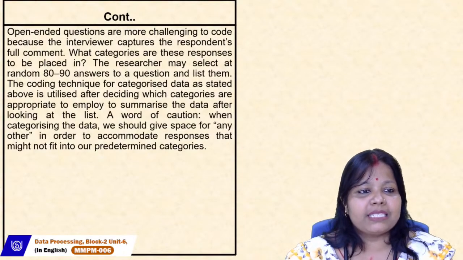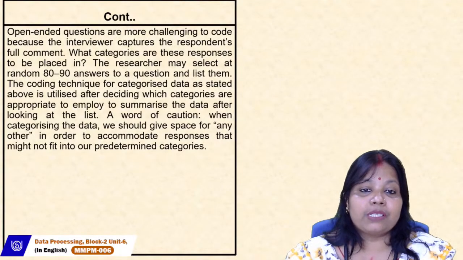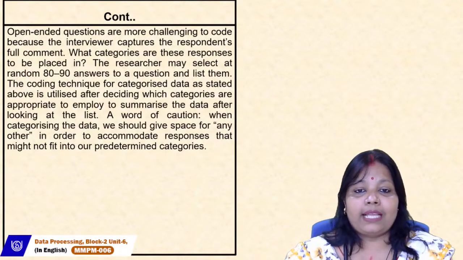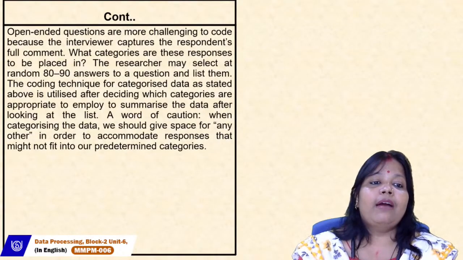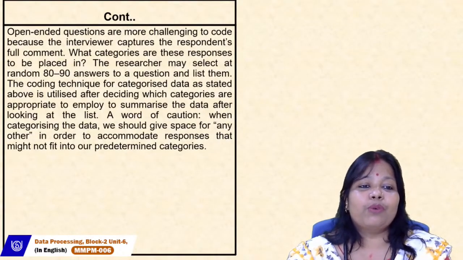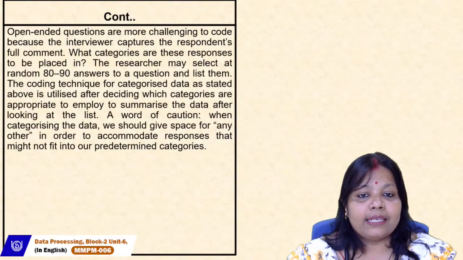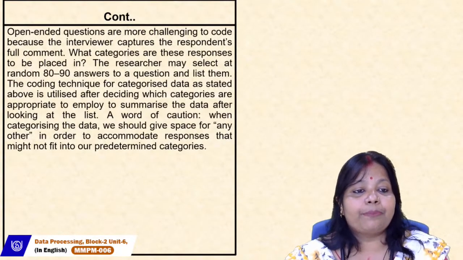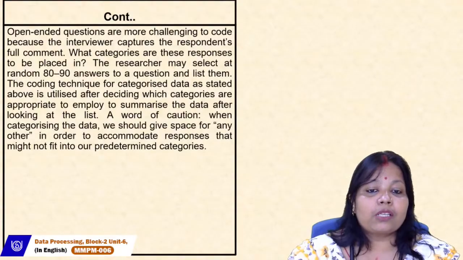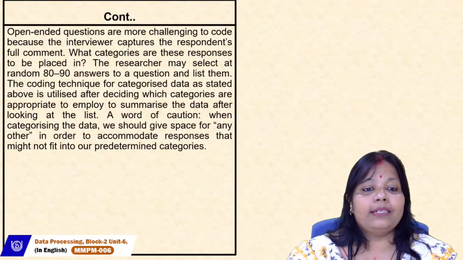The researcher may select at random 80 to 90 answers to a question and list them. So in that case, what we will do, now we have to list out the possible few answers for them. Then the coding techniques are categorized, and the data stated above is utilized after deciding which categories are appropriate to employ to summarize the data after looking at the list.